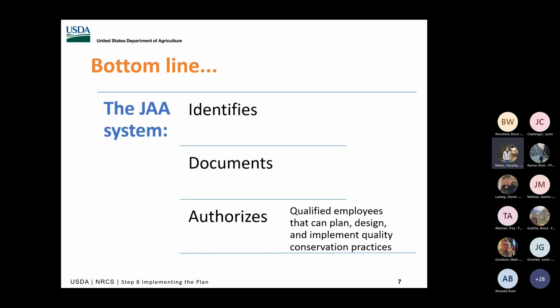Okay, moving on. So basically, the job approval authority system identifies that individuals are technically competent to perform the work, that they can do it independently, and then this job approval documents that competency, and it allows individuals with higher levels of technical ability to delegate the authority to others underneath them. So, for example, the state engineer, I can delegate to the area engineers, and then the area engineers can delegate to staff who are competent and working under their technical supervision.